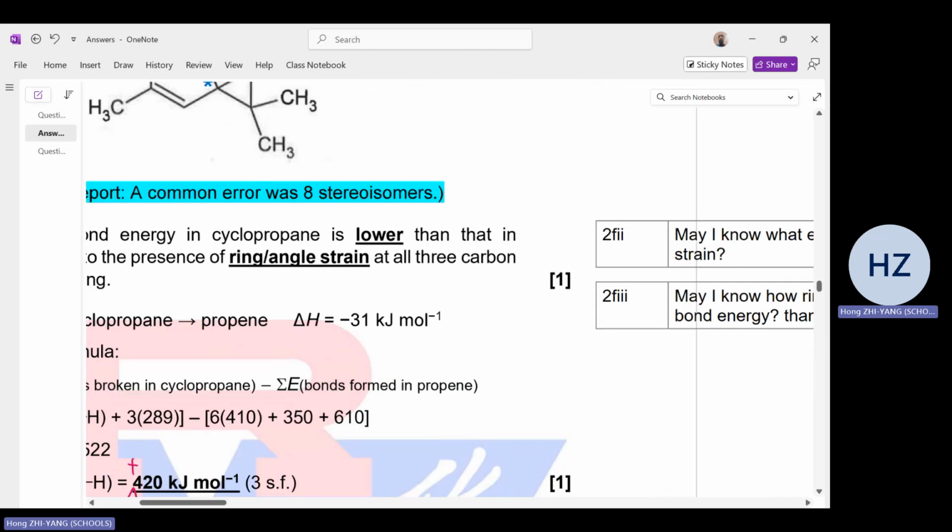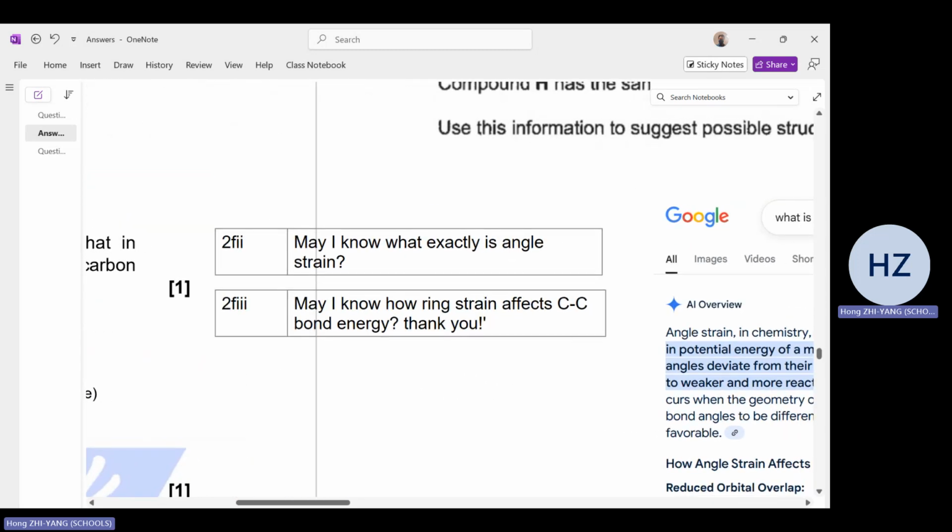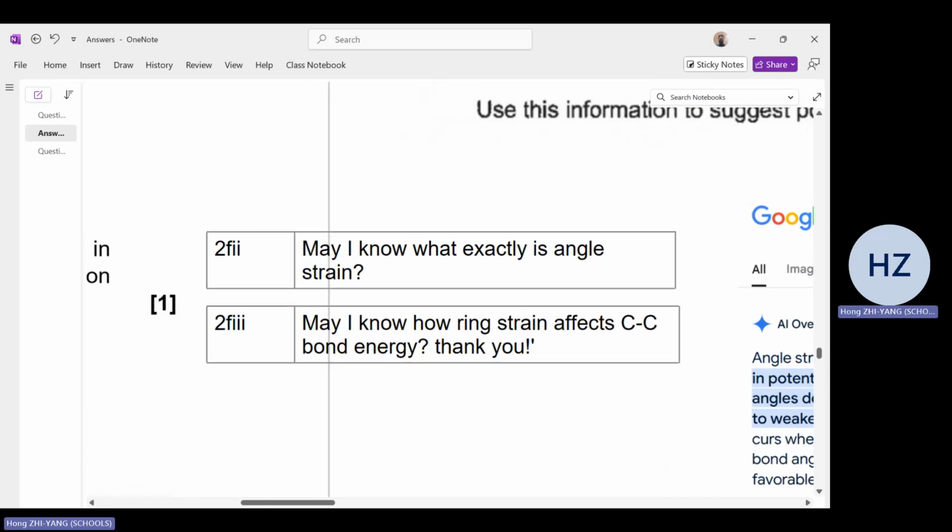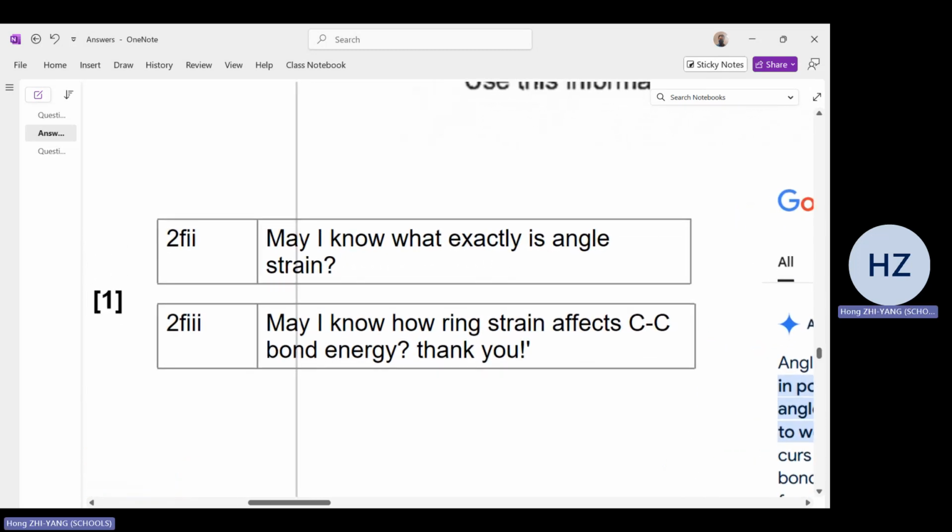Now I want to go into 2F. This is an interesting one. I Googled what is angle strain. Actually, do you know what angle strain is? What is angle strain? I see. Okay, here's the thing. I see a lot of you just use your hands.